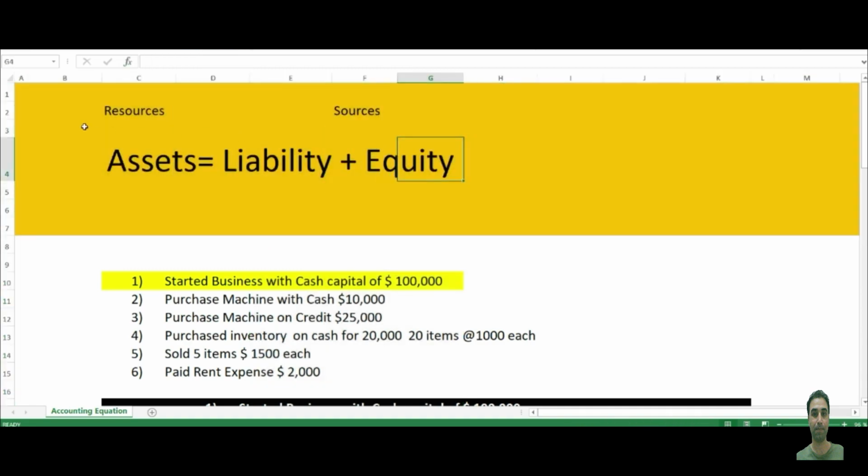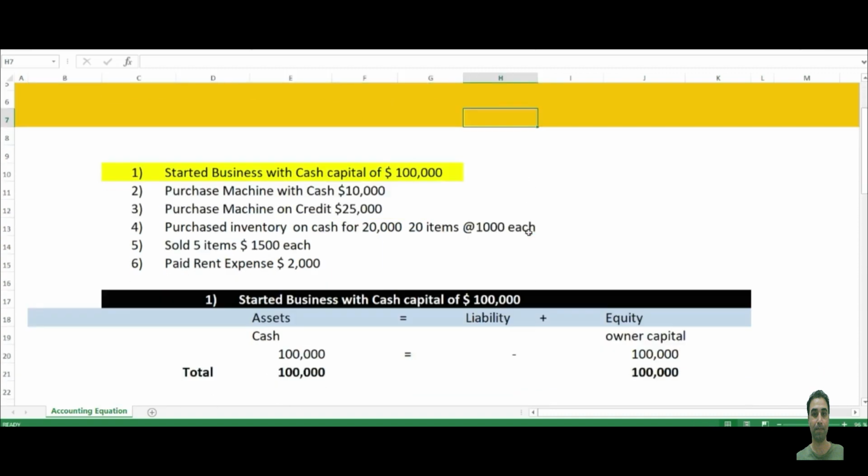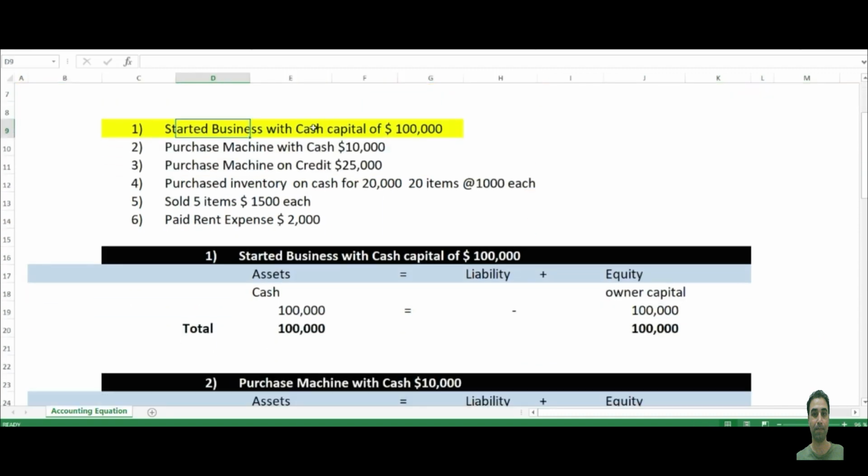So that was a brief concept of the accounting equation. I hope you understood it. Now let us understand it with the help of an example. You have started a business with a cash capital of 100,000. What happened over here?